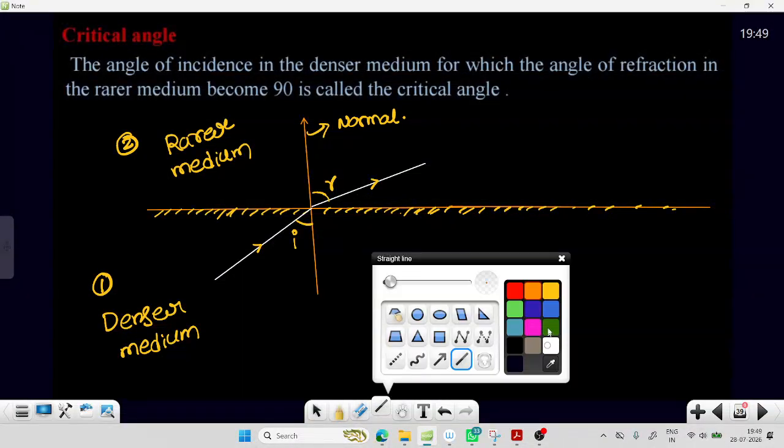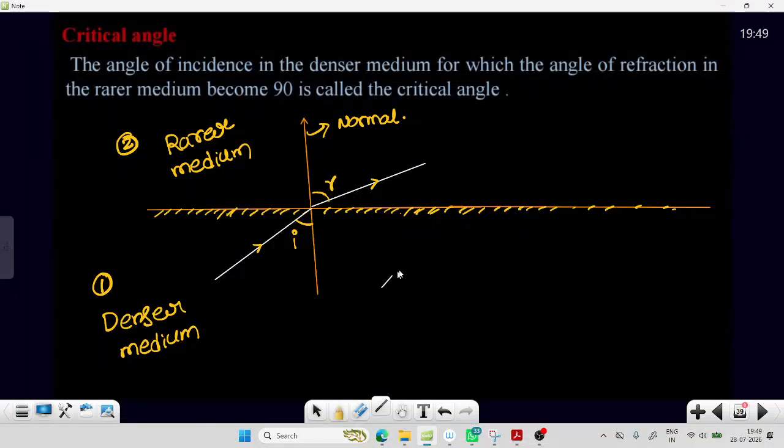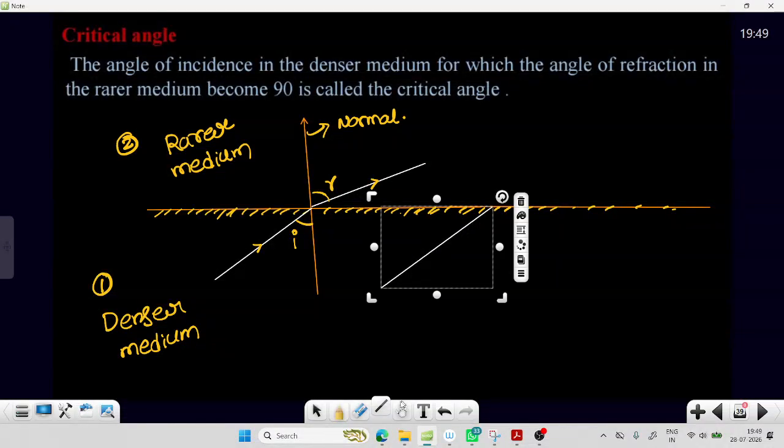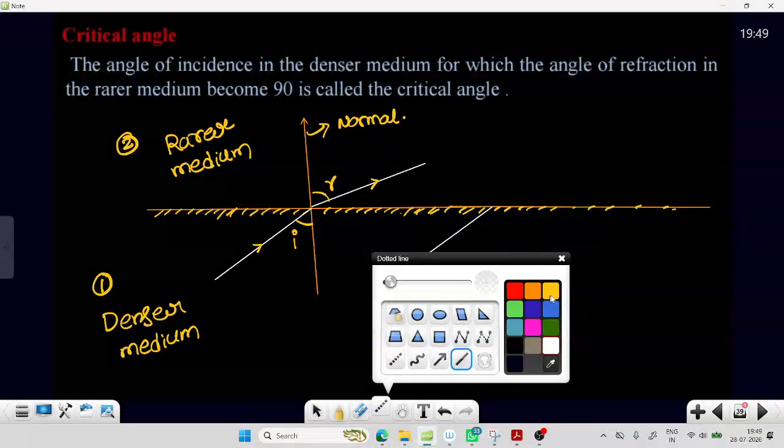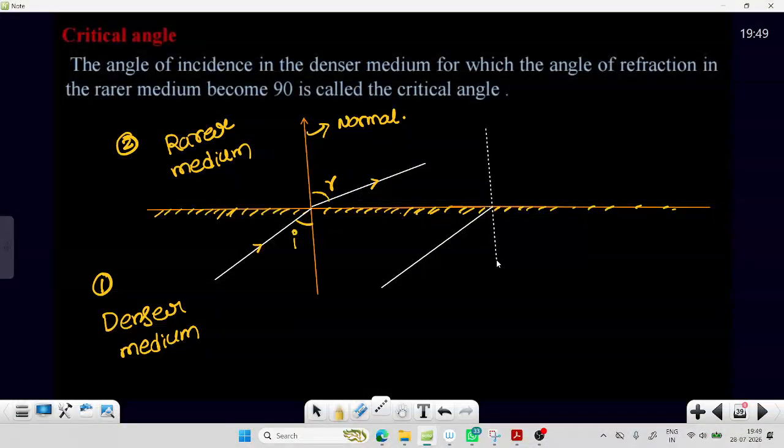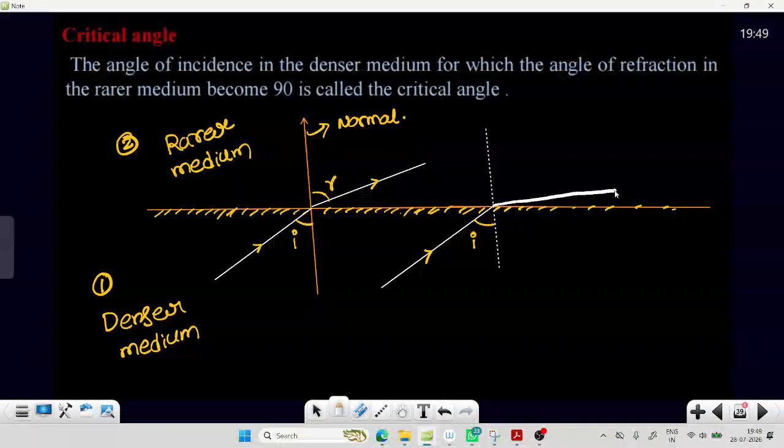Now one more light ray is falling here. Then see what happens now. If I increase this angle of incidence, this I value will further increase. Then if the I value increases, the R value also increases. That means what happened? The light ray will move like this. Now this is R.